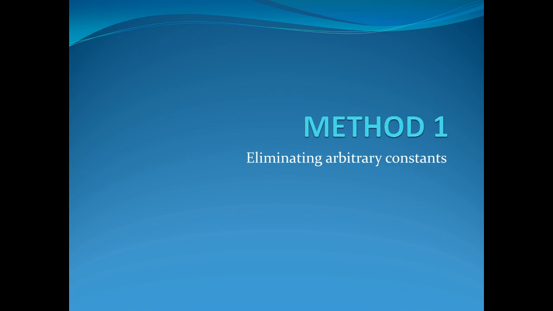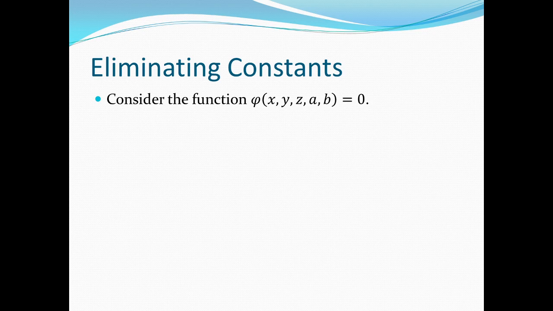In this video, we will be seeing how to form partial differential equations by eliminating arbitrary constants. The method is as follows. Consider the function phi of x, y, z, a, b equal to 0. Here a and b are the arbitrary constants, and always remember that z is a function of x and y unless it is specified otherwise.